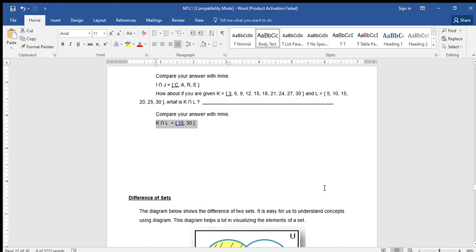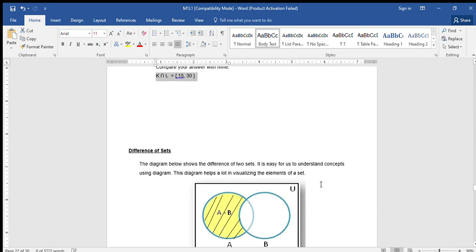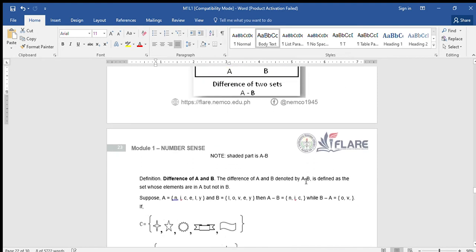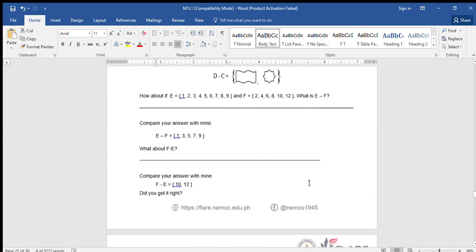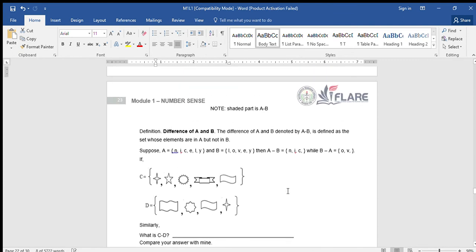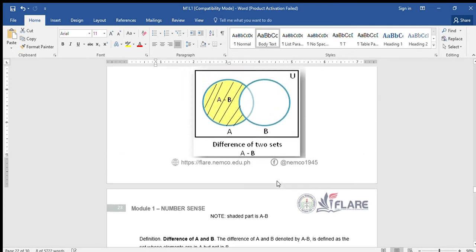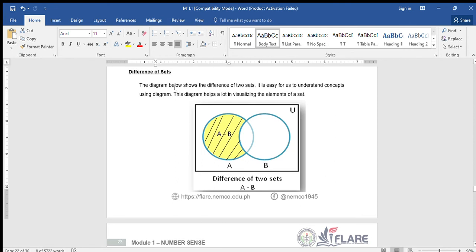Next, we go to the difference of sets. I think this is the last one. So, we're almost done. Next is the difference of sets. So, now, the diagram below shows the difference of two sets. It is actually easy for us to understand the concepts using this diagram because this diagram helps a lot in visualizing the elements of a set.